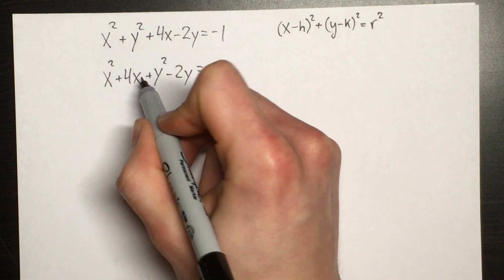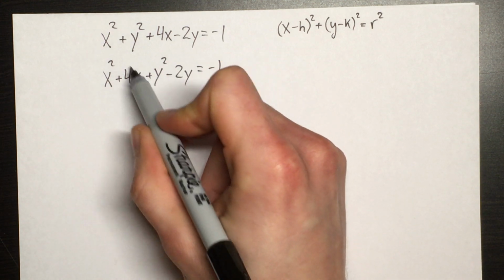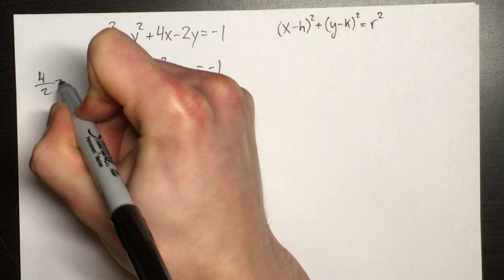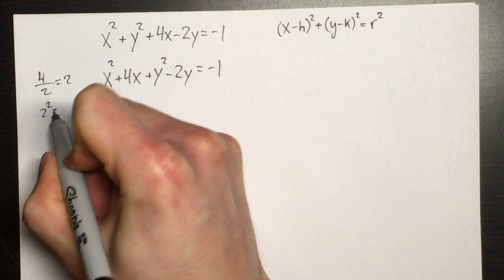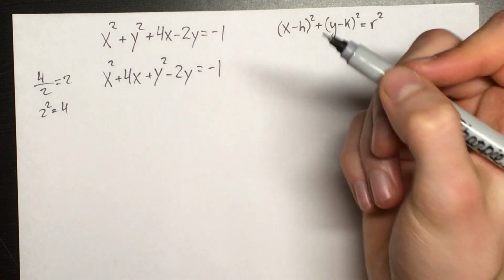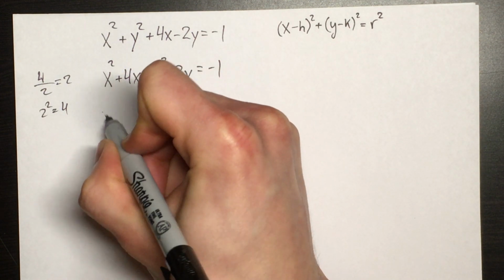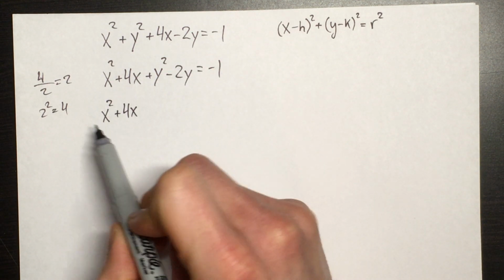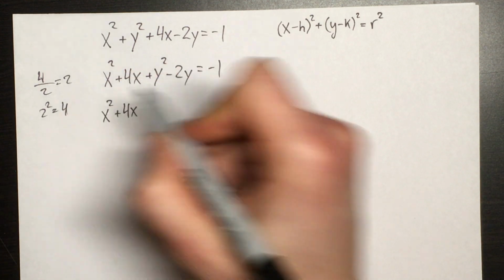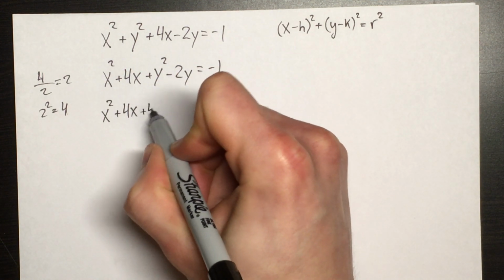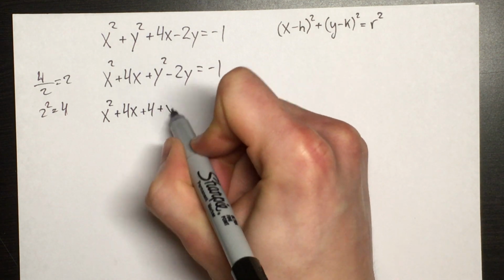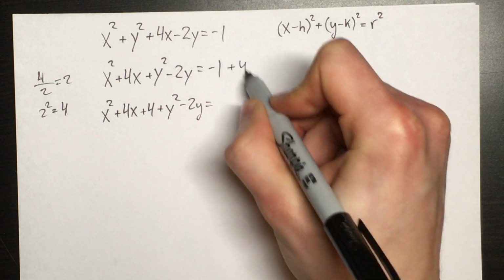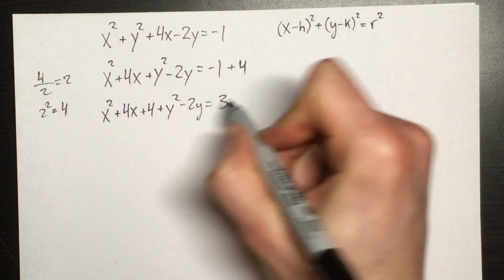So here, for the x, we see that our b coefficient is 4. We're going to divide 4 by 2, so 4 over 2 is equal to 2. And then we're going to square that. So 2 squared, we get 4 again. That's not always going to happen, that's just a coincidence. So we're now going to do x squared plus 4x. And now what you're going to do is, like I said, add this number to both sides of the equation. So plus 4, plus y squared minus 2y equal to negative 1 plus 4, so 3.